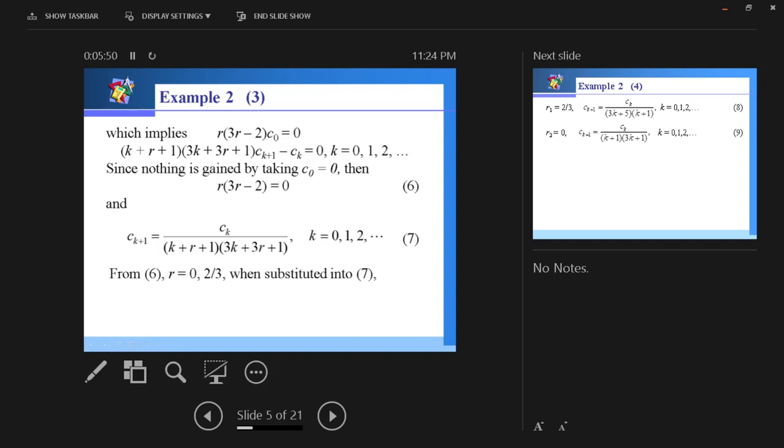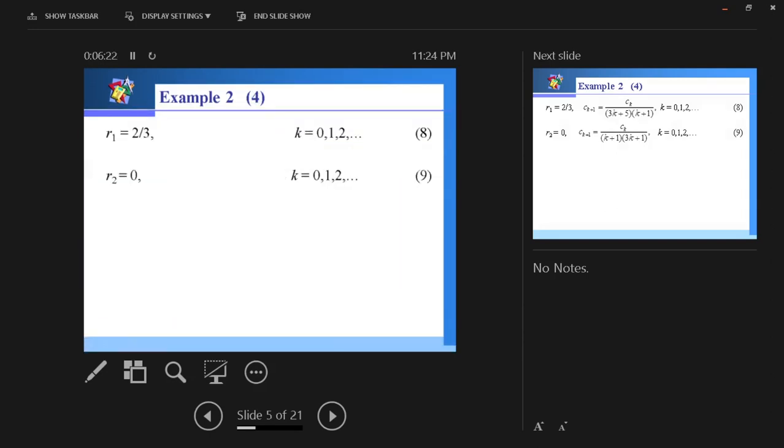So c_(k+1) = c_k over (k+r+1)(3k+3r+1). Here we find a recursive formula. So k = 0, 1, 2 and putting in all the values, we will find, it is very simple. From 6, r = 0, 2/3 when substituting into 7. Here we substitute this.